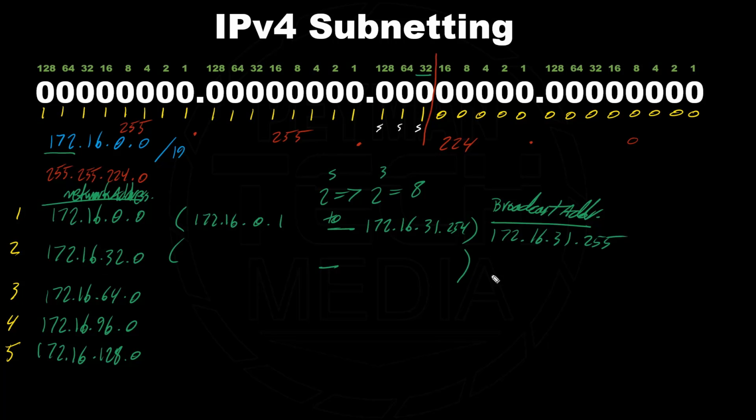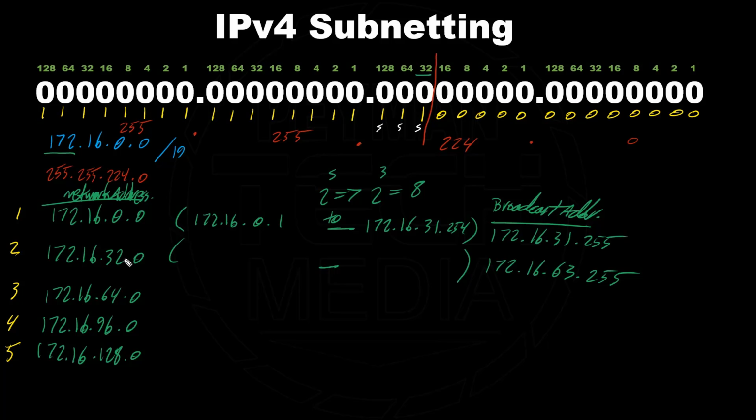Now if we want to find out the range for the second subnet, so this is the second subnet, always it's better to find the broadcast address first. And how can we find the broadcast address? Broadcast address is one less than the next subnet. So for this second subnet, the next subnet would be this address. So one IP address less than this address would be 172.16.63.255.